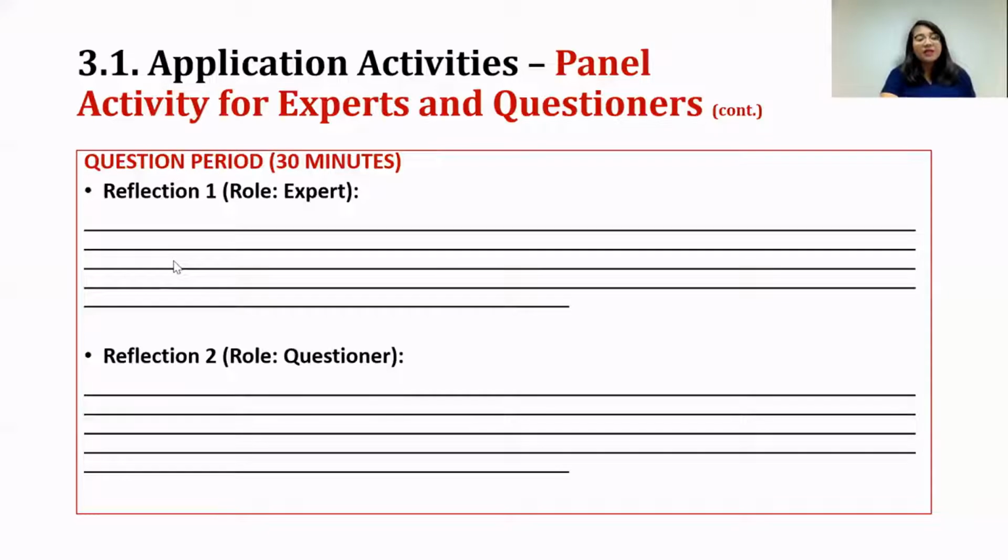Okay, so that's the application activity, the first one, about the panel activity for experts and questioners. The next one, we are moving on to the next application activity, which is about self-assessment.